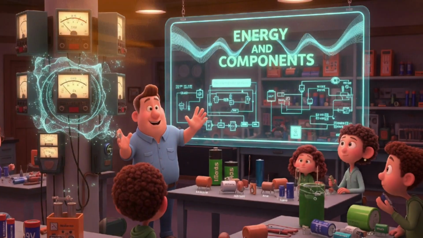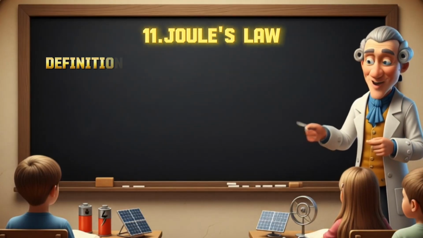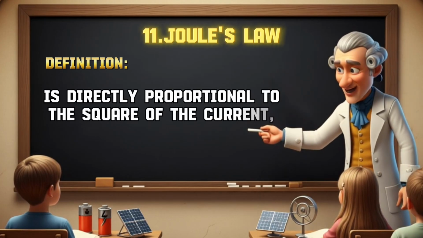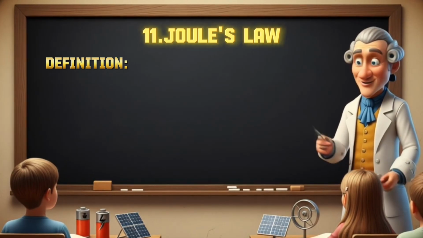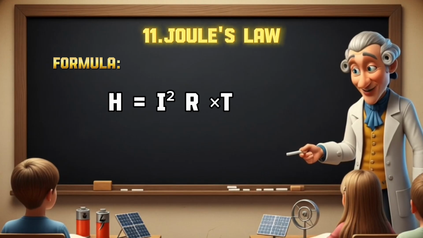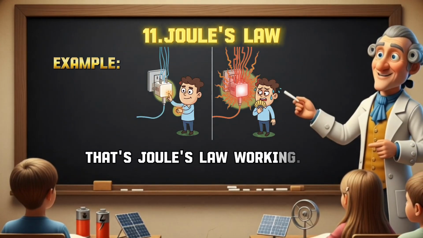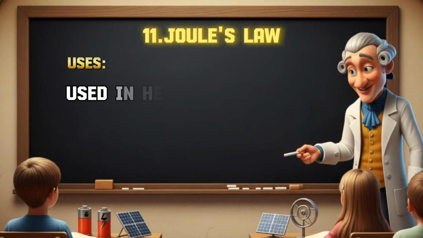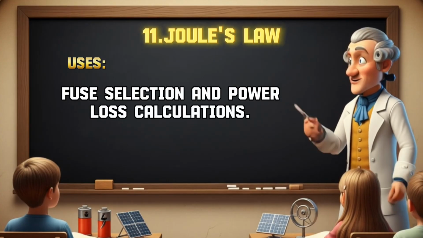Next, fourth one is energy and components. Joule's law. Definition. The heat produced in a conductor is directly proportional to the square of the current, the resistance, and the time for which current flows. Formula. H equals I squared R times T. Example. Phone charger gets warm, that's Joule's law working. More current equals more heat. Uses. Used in heater design, fuse selection, and power loss calculations.